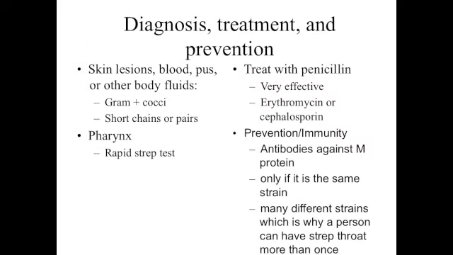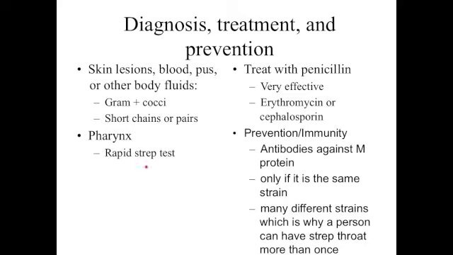Fortunately, strep infections are pretty easy to test for and diagnose. Again, we can use skin lesions, so we can take scrapings from the skin, we can take blood, pus, or any other body fluids, and do a gram stain to look for gram-positive cocci in either short chains or pairs. From the pharynx, from the throat, you know that there's a rapid strep test. You've probably had it done before. That will tell you whether or not you have strep throat in a very quick amount of time.